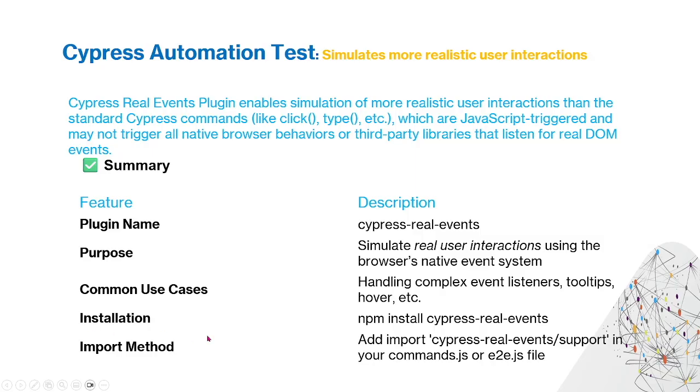Installation: npm install cypress-real-events. Import method: add import cypress-real-events support in your commands.js or e2e.js file.